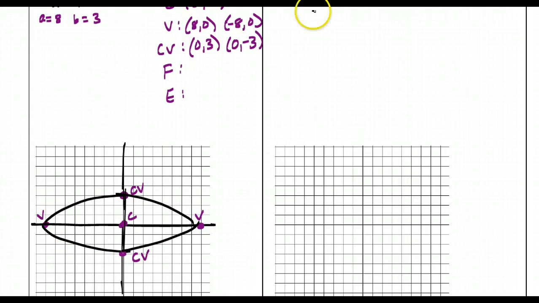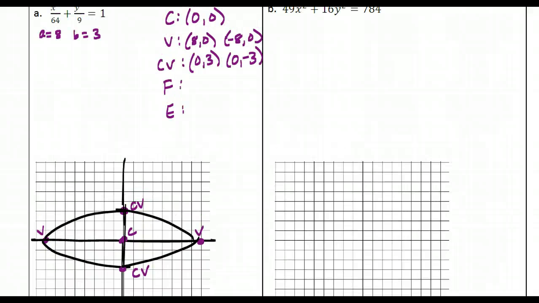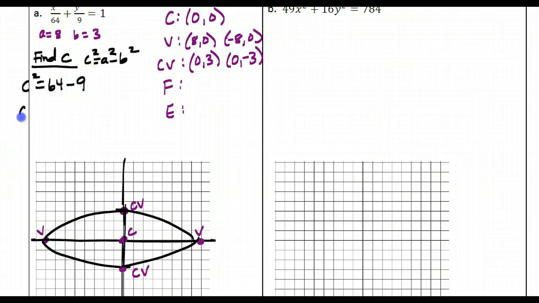Just do the best you can to draw an ellipse. It's okay if it doesn't look really good. Alright, let's find c so I know where my focus points are. Using my same formula I've used a bunch of times already, let's go for it. A squared is 64. B squared is 9.